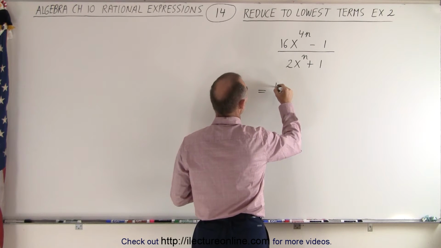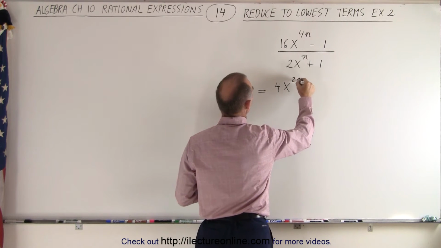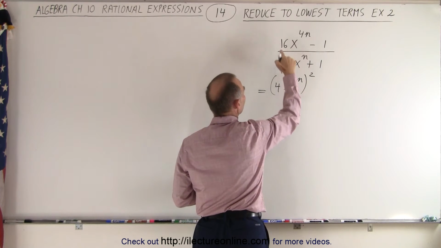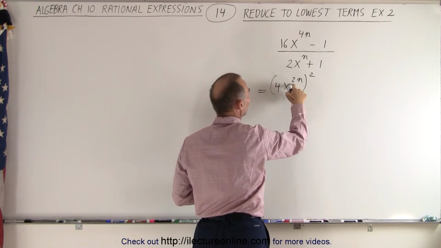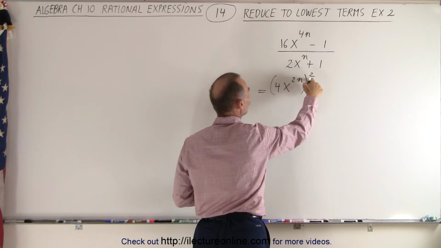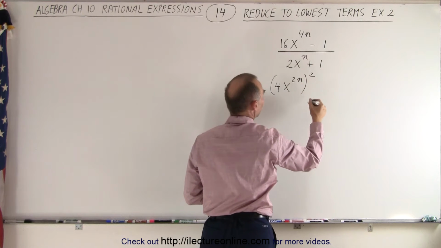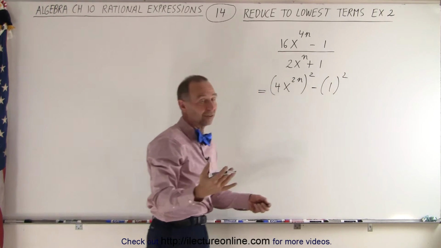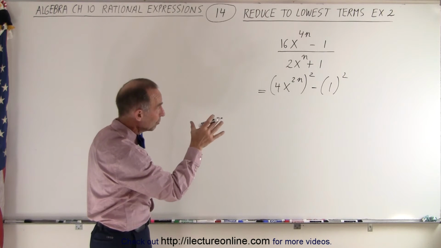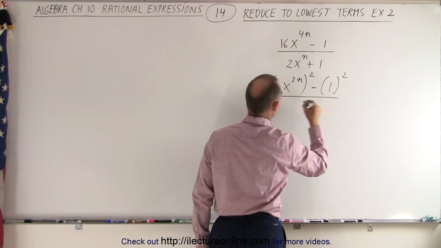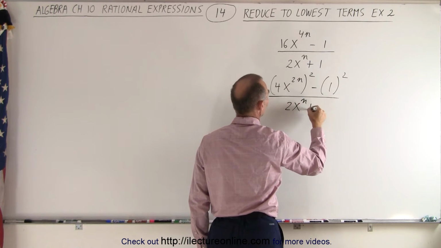This can be written as 4x to the 2n quantity squared. If you square the 4 you get 16. If you square the x to the 2n, basically we have an exponent raised to an exponent, so we multiply exponents. 2 times 2n gives us 4n. And then we have minus 1 squared, of course. 1 squared is still 1. And so recognize the numerator as the difference of squares. The denominator will stay the same, 2x to the n plus 1.